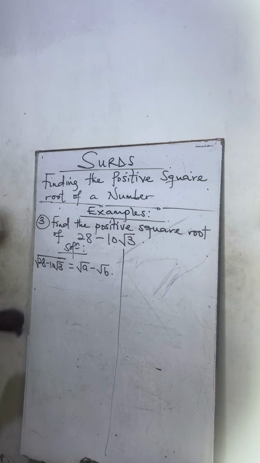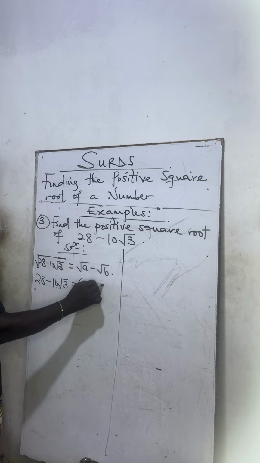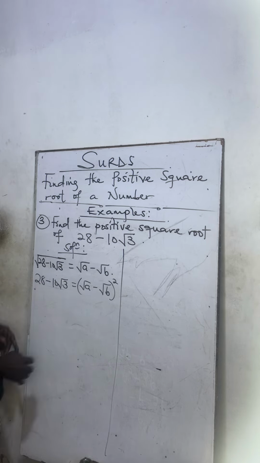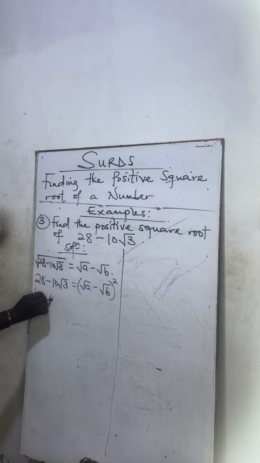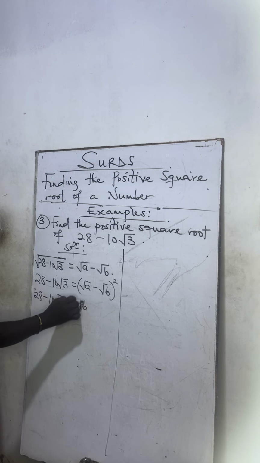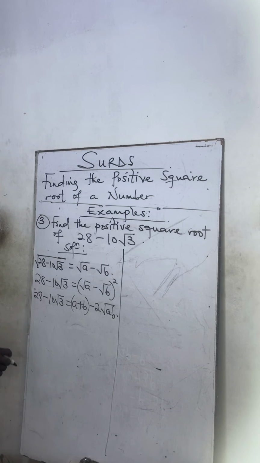So we square both sides. 28 minus 10 square root of 3 equals square root of A minus square root of B, all squared. When you square both sides, this is what we obtain. Now we still have 28 minus 10 square root of 3 is equal to, when we expand, A plus B minus 2 times square root of AB.